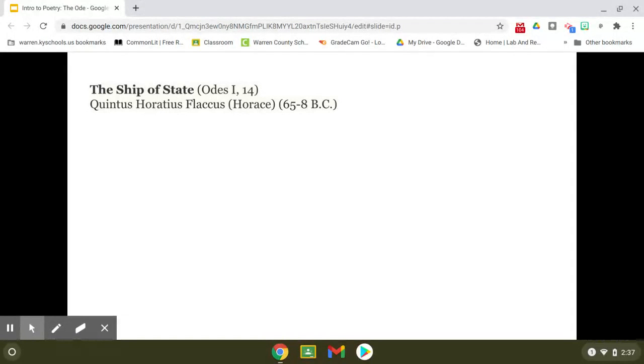Now, the ship of state is a metaphor for the government. If you've ever heard anyone on TV or on the news talk about the ship of state, they're talking about the American government or a government. Now, Horace was Roman, so obviously he would be talking about the Roman government.